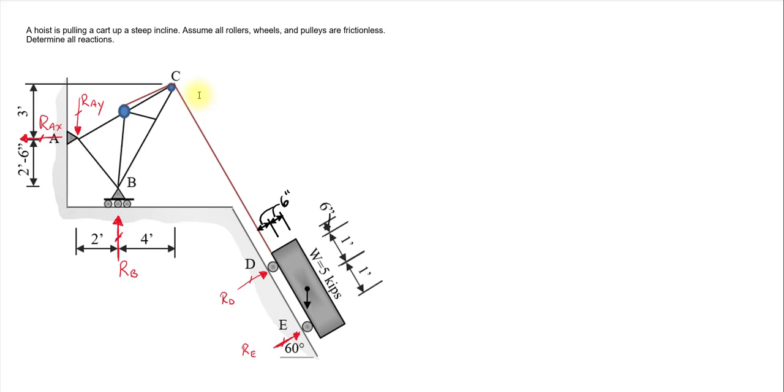I think if we cut a free body diagram of just the cart, that will be our way into the problem. We could solve then for R sub D and R sub E, and then we could go back to our main overall structure and start solving for these other reactions.